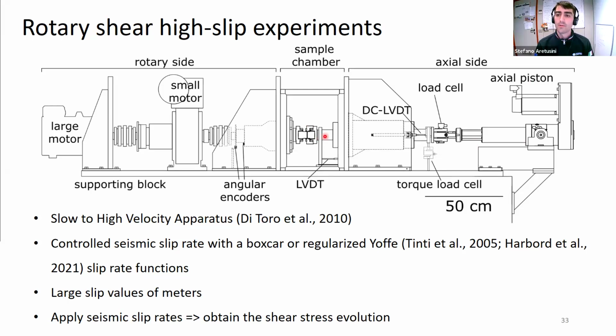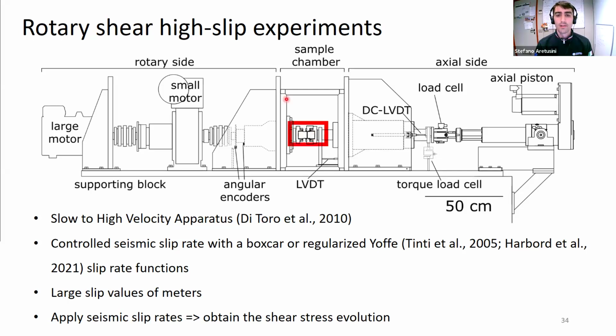With this part, we apply the normal stress towards the left, and with this part, we apply the shear, the slip rates. There is one sample connected to the left part, which is spinning, and one sample connected to the right part, which is moving in this direction and transferring the normal stress to the other sample. The objective here is to apply seismic slip rates and to measure the shear stress evolution.